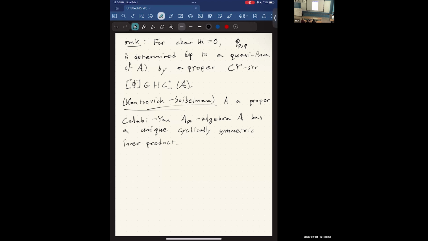So the naive strategy for trying to define open Gromov-Witten invariants here is that you would like to use some version of this statement. So if you can show independently that the A-infinity algebra of a Lagrangian always has a Calabi-Yau structure, what you would like to do is to maybe transfer this to some minimal model, and then try to mimic the definition of the potential.